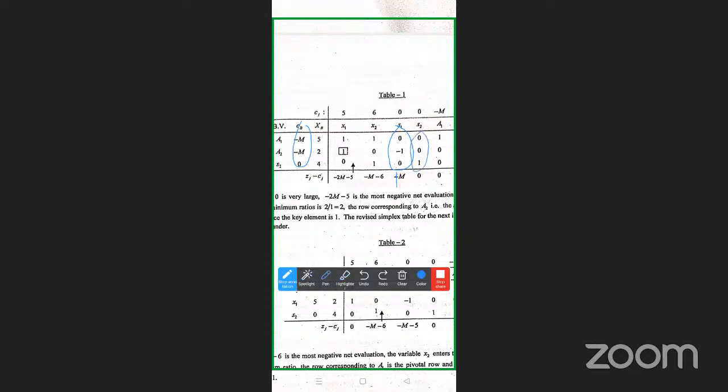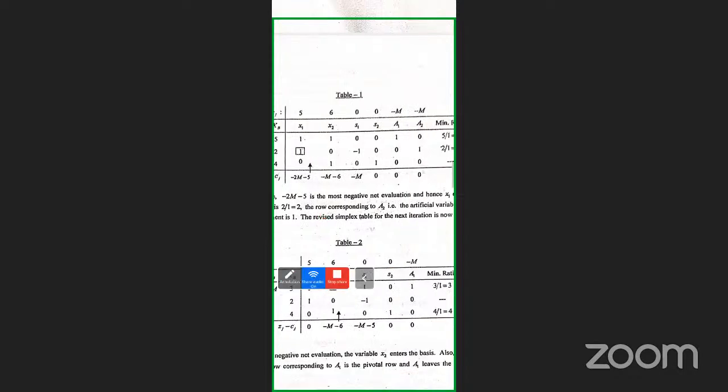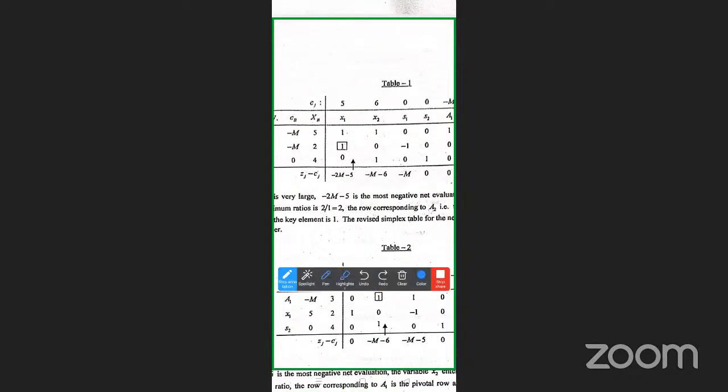Next, s2: 0, 0, 0, 0. All are zeros. a1 also 0: minus M plus M, 0. So next, a2 also 0: minus M plus M. All are zeros. But here also a printing mistake, so this is plus M. So these are the two negative values.